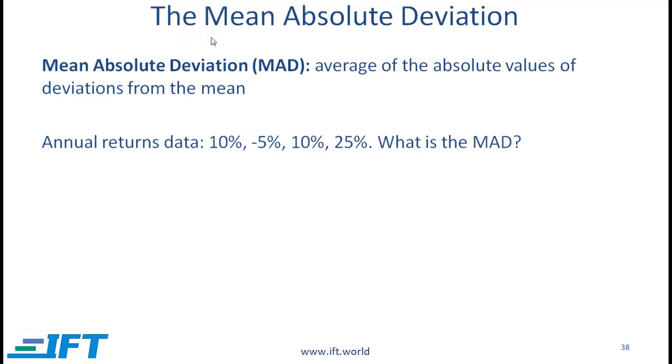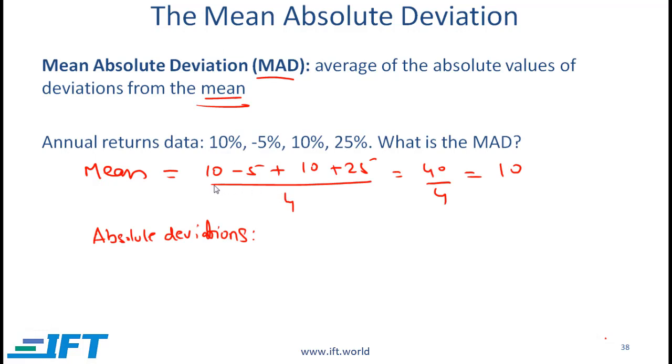Next, we look at the mean absolute deviation, or MAD. This is the average of the absolute values of the deviations from the mean. The way you solve this problem is fairly straightforward. Say you have the following data. The first thing you need to do is compute the mean. So the mean for this data is the sum divided by 4. So the mean is 10.